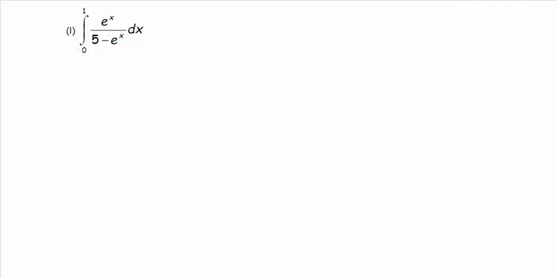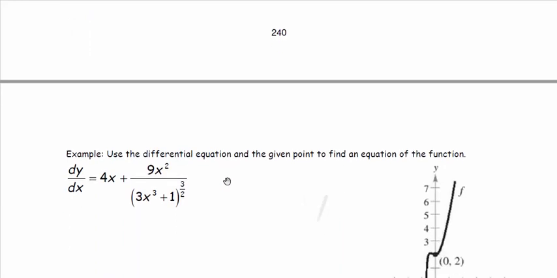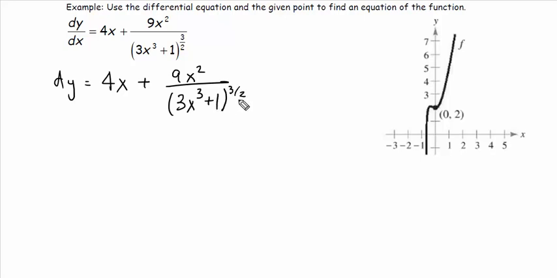Alright, let's try another one. This one is going to be a little bit different. Use the differential equation and the given point to find an equation of the function. So I'm going to rewrite this as a differential. So dy is equal to 4x plus 9x squared over 3x cubed plus 1 to the 3 halves dx.